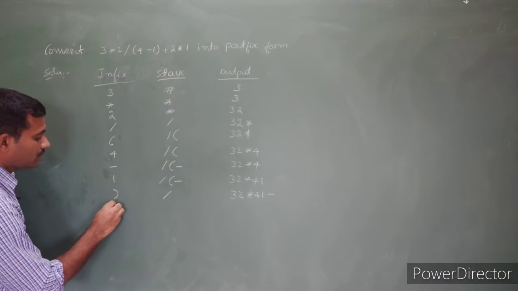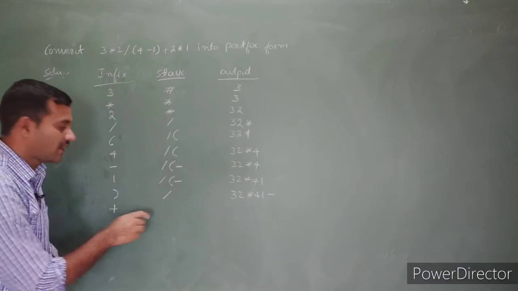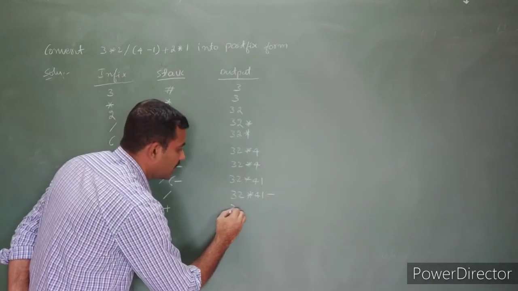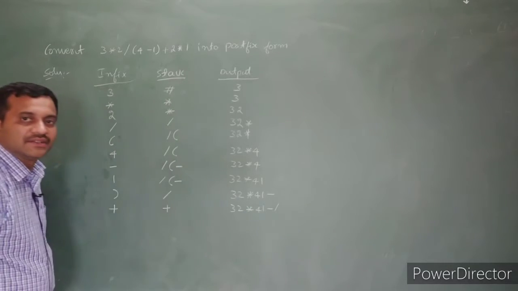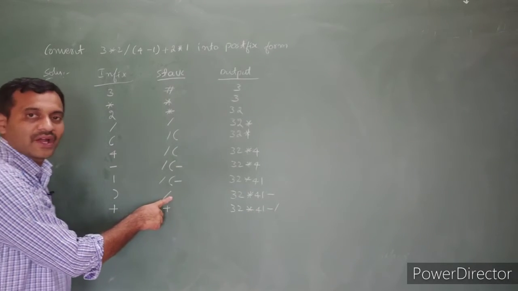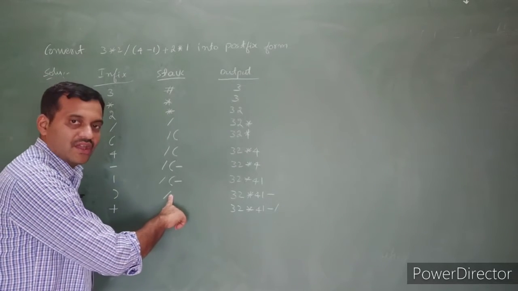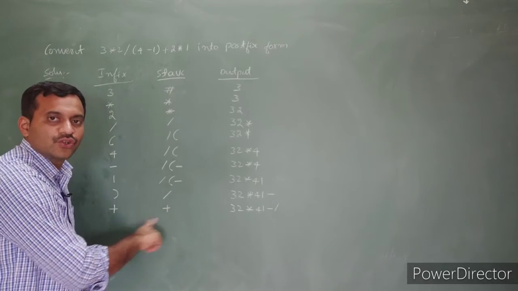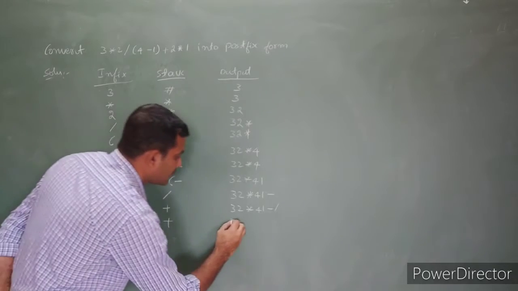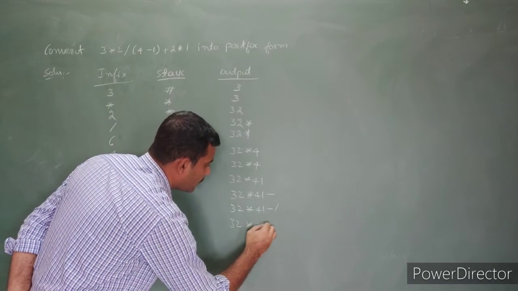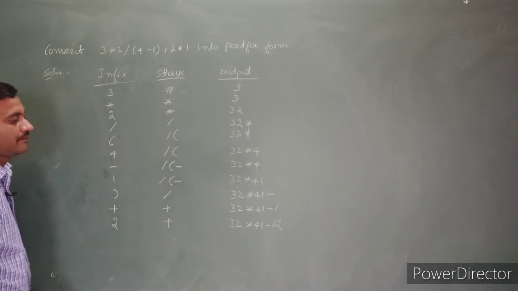Then access the next one, plus. See here, division has a higher priority than plus. Hence, output 3 2 star 4 1 minus and division, because the topmost operator has a higher priority than the new operator. So pop the topmost operator, push the new operator. Next one is 2. It is an operand. Plus in the stack; output 3 2 star 4 1 minus division 2.